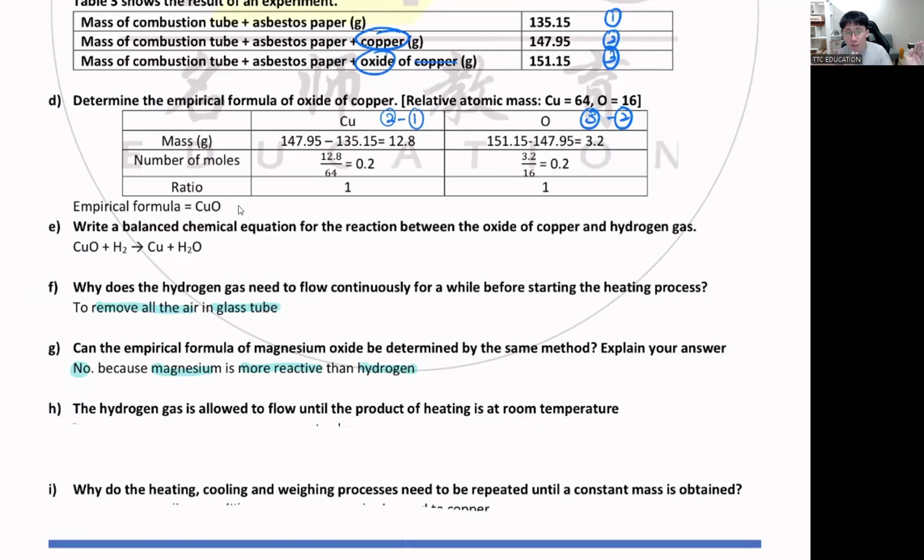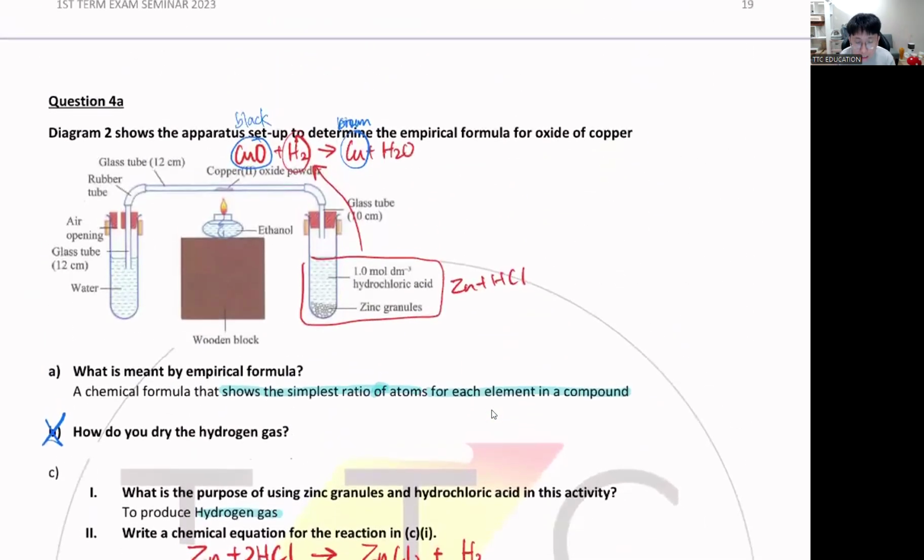So why do you have to flow before the experiment and also after the experiment? Before the experiment you flow to remove all the air. But why after the experiment do you have to flow again? Because the product is copper. If the copper is still hot and then you stop flowing, the oxygen might come in and react with the hot copper back to copper(II) oxide.